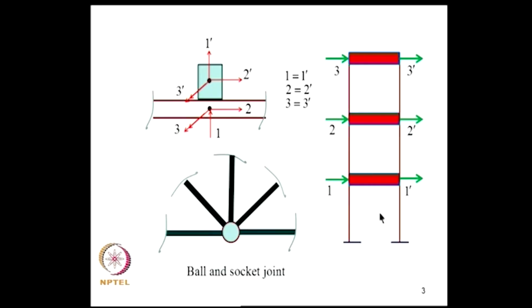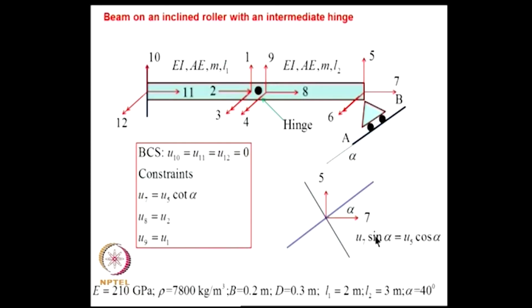This is an example of a so-called shear building frame, where we assume that the slabs are infinitely rigid in their own plane. Therefore, the displacements along this direction at this point and at this point are the same. So, similarly 2 is 2 prime, 3 is 3 prime. So, we have to impose this type of condition. So, the question is how do we tackle this in finite element modeling.